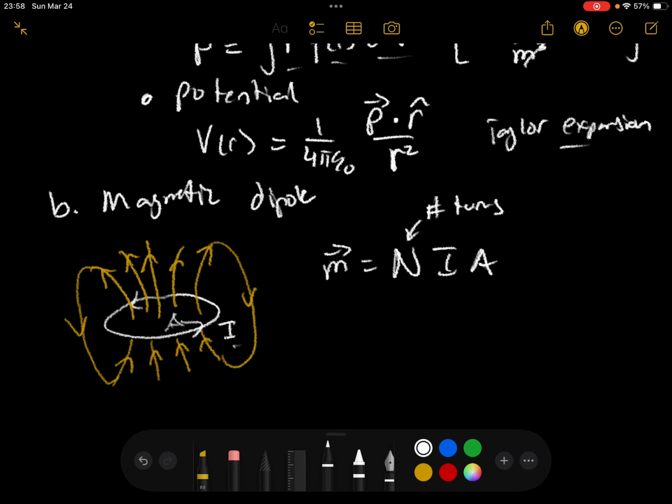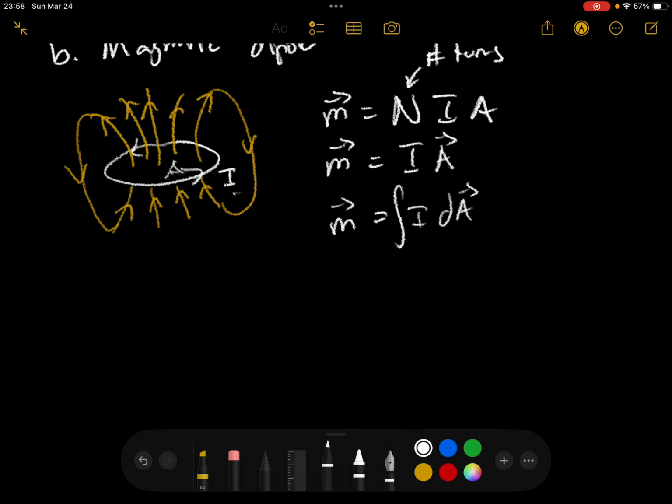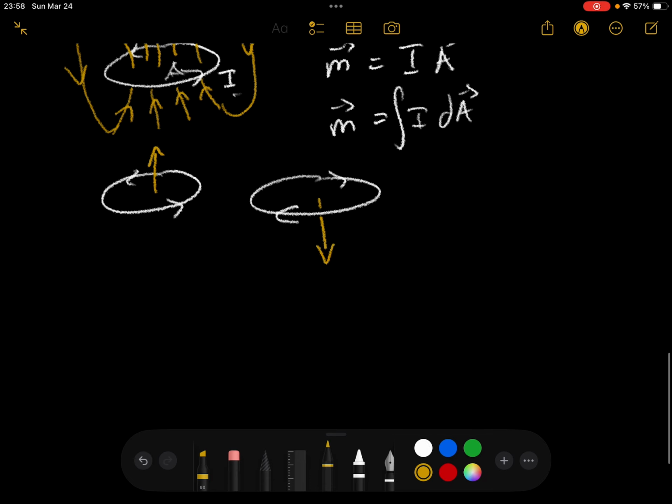And this can also just be M times the current times A, which can also be M is equal to current dA, like so. And also something interesting of note is whether it is counterclockwise or clockwise. So if this is counterclockwise, you're going to see it go up. And then if we see it in the opposite direction, clockwise, this moves down, like so.